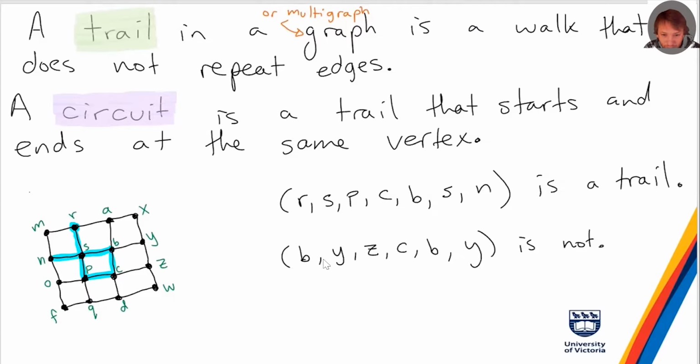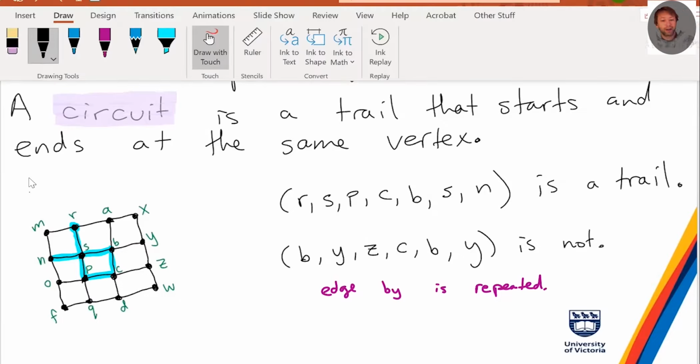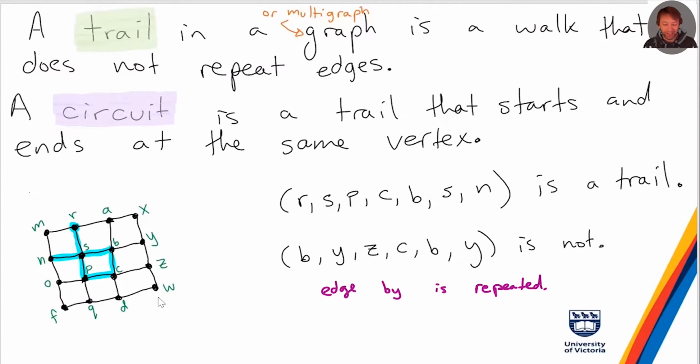But if I took B, Y, Z, C, B, Y, that's not a trail because the edge B, Y is repeated. And then a circuit is just a trail that starts and ends at the same vertex. So it goes around the graph, it doesn't repeat any edges, and it ends up in the same place where it started. Okay, I realize this is a lot of definitions and it's hard to keep these things straight, but I really recommend practicing these definitions and really trying to remember which ones are which, because this could come up on the test and you need to know the definitions. I'm not going to always repeat them, okay?